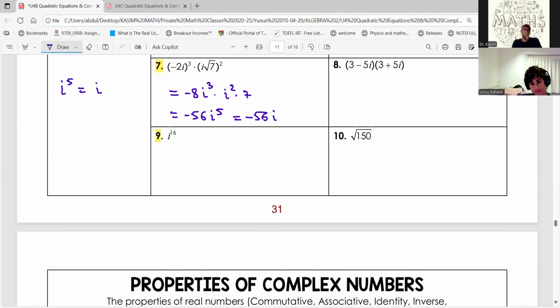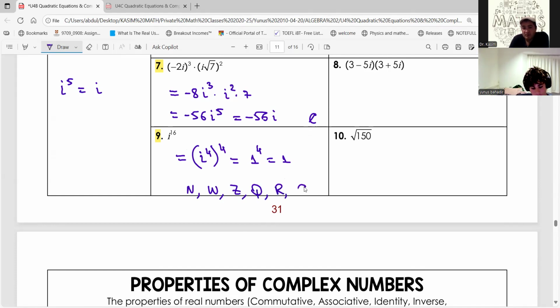So nice. Okay. And now I to the power of 16, we can write it as I to the power of 4 to the power of 4, which is equal to 1. Now we can say that this one is just a complex number. And this one is everything. It's a natural number, a whole number, an integer, a rational number, and a real number, and also a complex number. Yes.